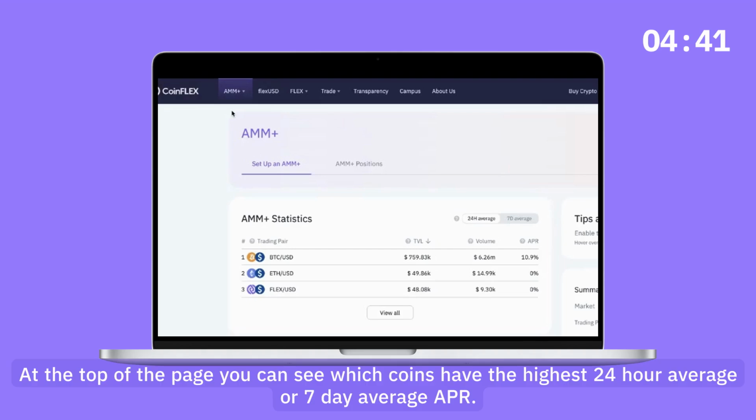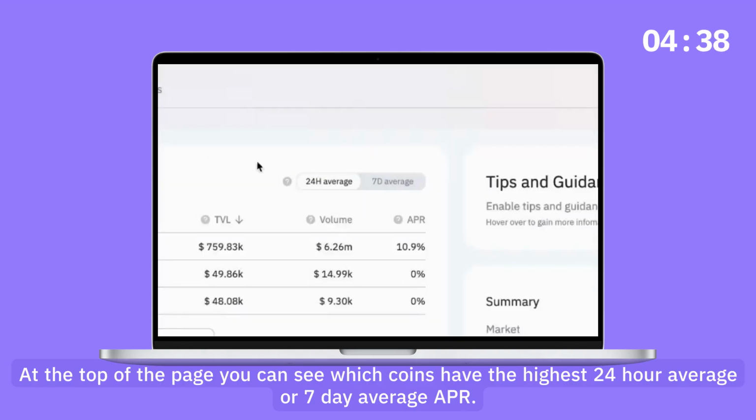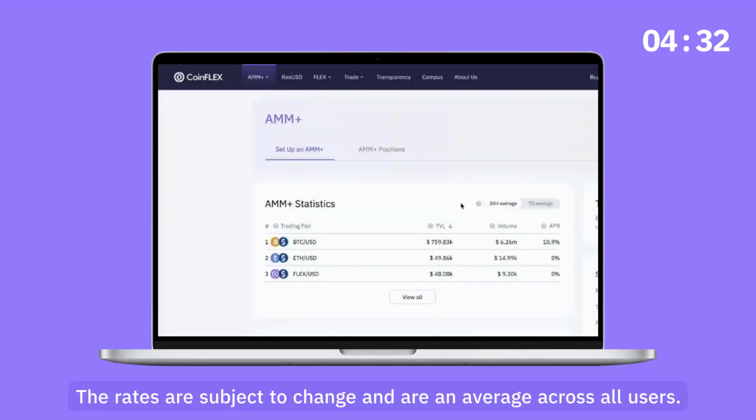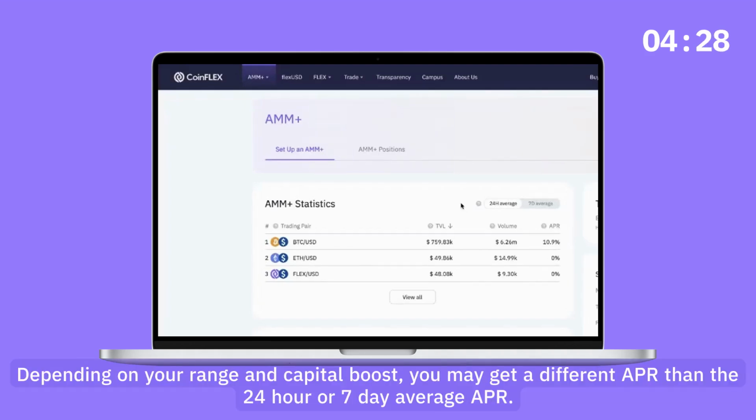At the top of the page, you can see which coins have the highest 24-hour average or 7-day average APR. The rates are subject to change and are an average across all users. Depending on your range and capital boost, you may get a different APR than the 24-hour or 7-day average APR.